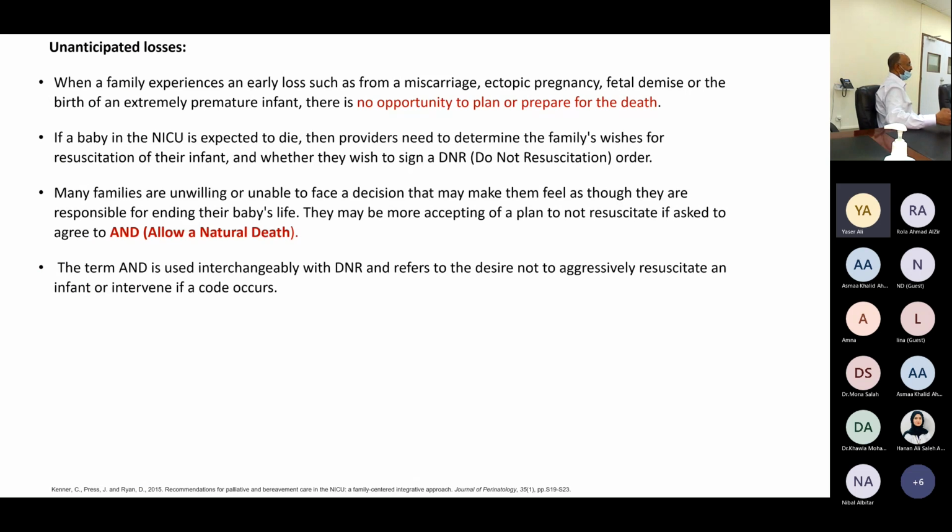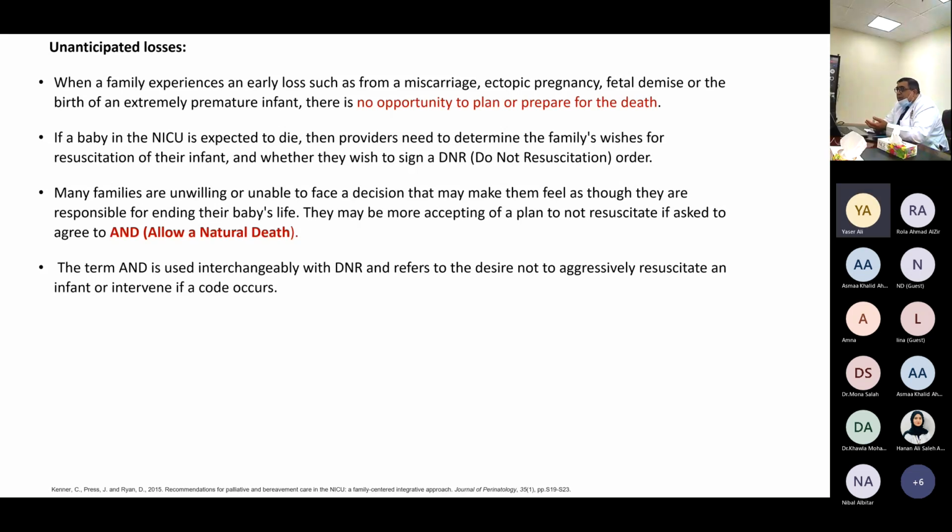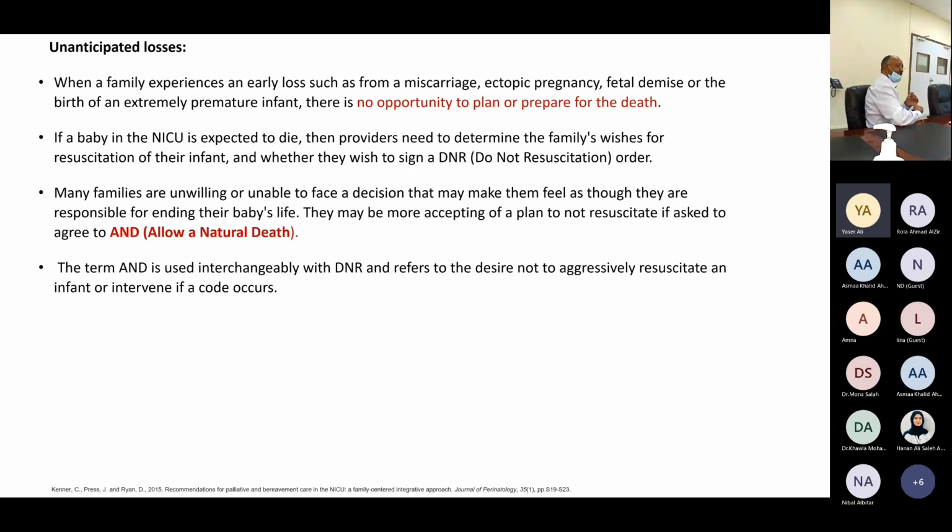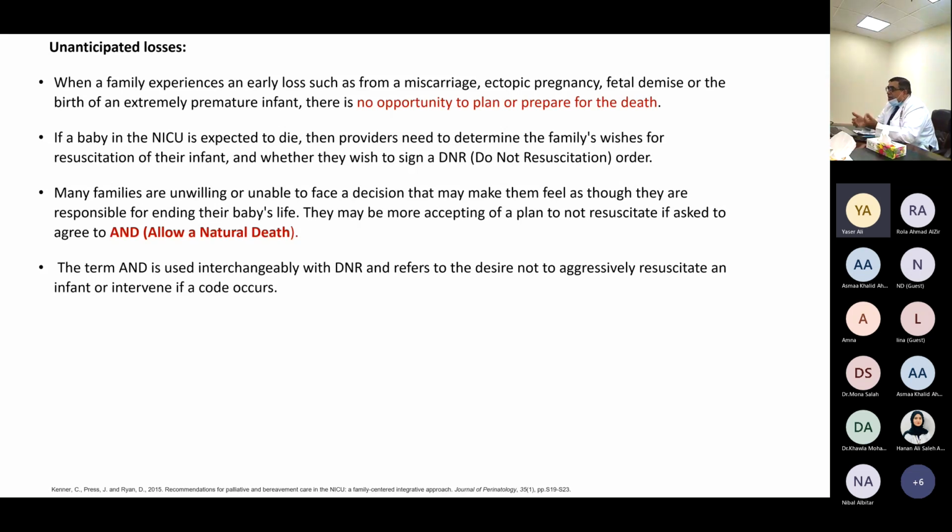Another term, unanticipated losses. This is when the family has no opportunity to plan or prepare for the death, like when they experience an early loss, such as miscarriage or fetal demise. If the baby is in the NICU and expected to die, the provider here needs to determine the family's wishes for resuscitation of their infant, or if they wish to sign a DNR. We have to mention that many families are unwilling or unable to face decisions that may make them feel they are responsible for ending their baby's life. Here, maybe the use of the term AND, meaning allow a natural death, is more acceptable than DNR.